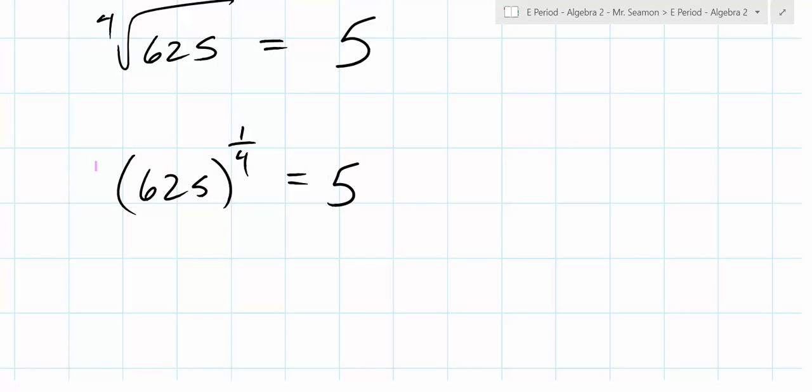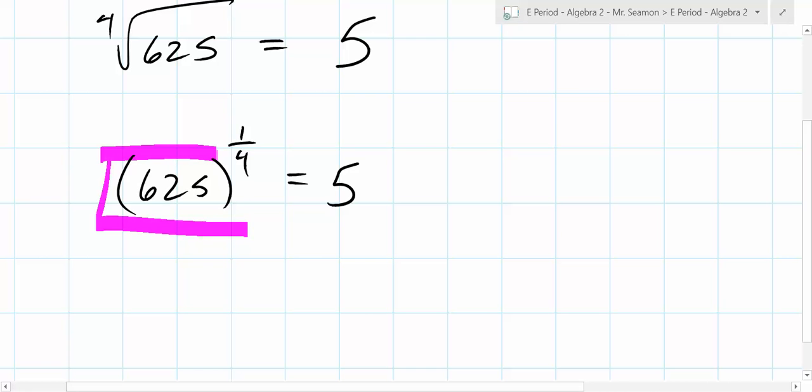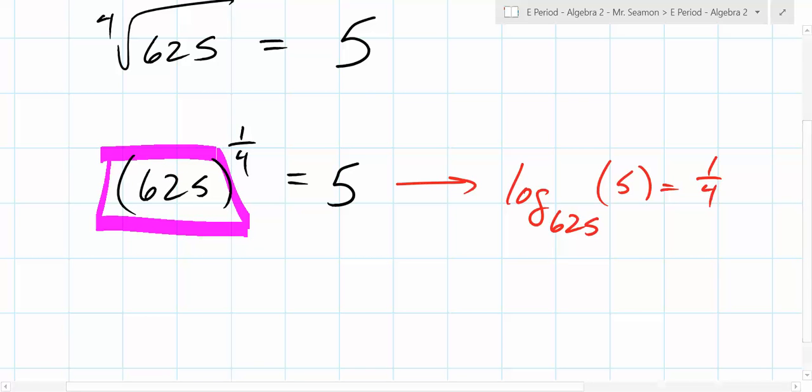What's the base? 625 is the base, right? The base always stays the same, so it's going to be log base 625 of 5 equals 1/4. What you need to remember is that circle thing I showed you. You go around in a circle. 625 to the 1/4 is equal to 5. You went from exponential to logarithmic form. That's where you go from.